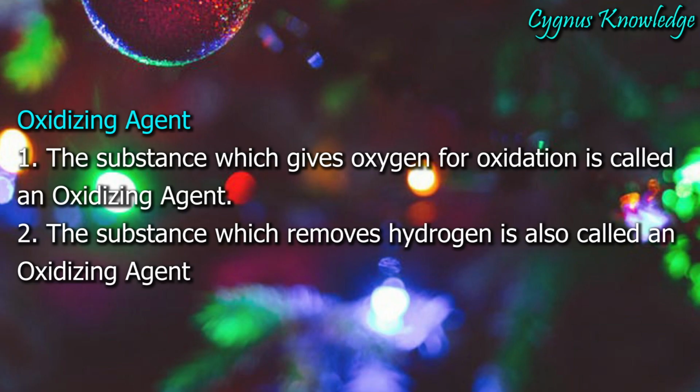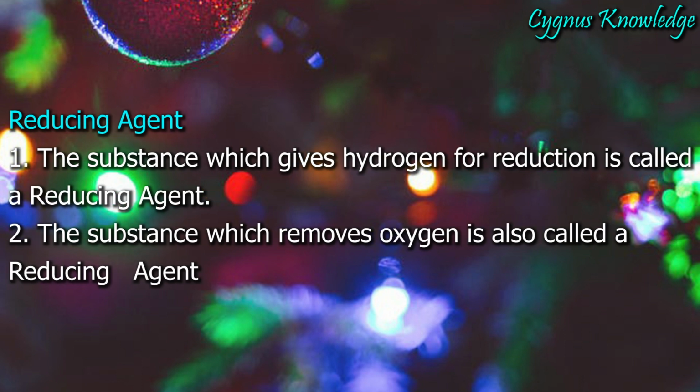Oxidizing agent: the substance which gives oxygen for oxidation is called oxidizing agent. The substance which removes hydrogen is called oxidizing agent. Reducing agent: the substance which gives hydrogen for reduction is called a reducing agent. The substance which removes oxygen is also called a reducing agent.